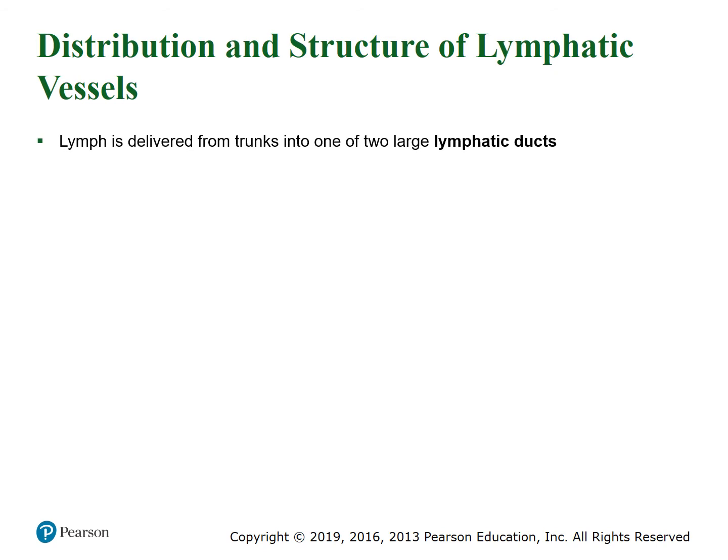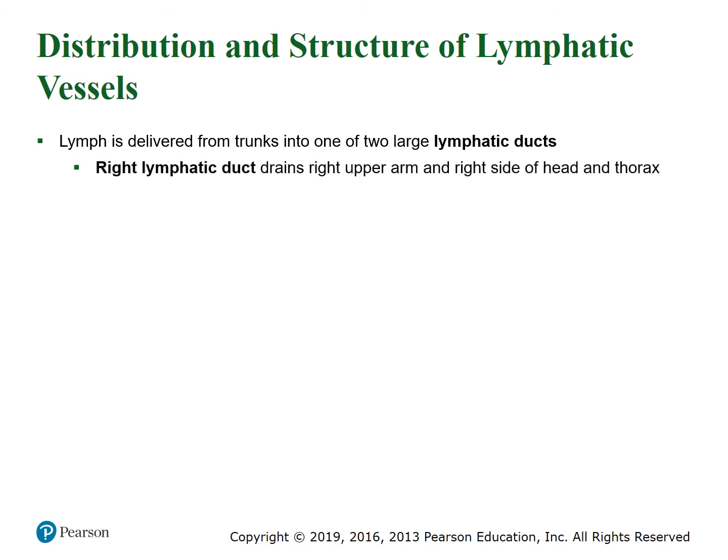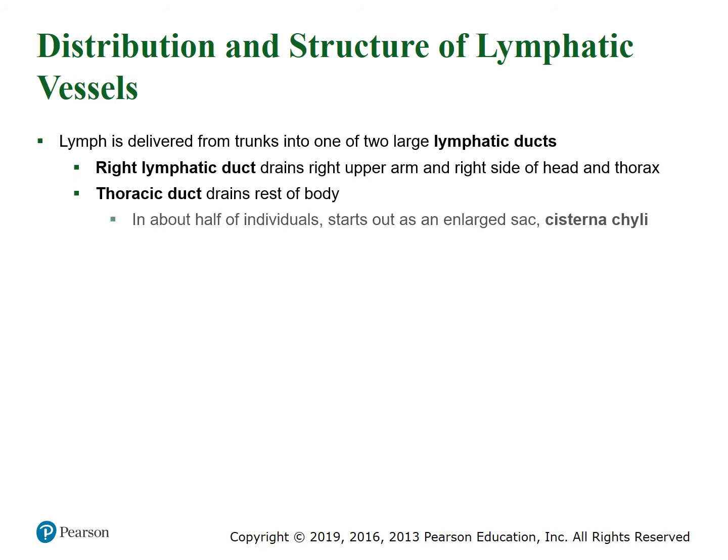So lymph is delivered from these trunks into one of two lymphatic ducts, and these are going to be the very largest structures of the lymphatic system. The right lymphatic duct receives lymph from the right upper arm and the right side of the head and the thorax. The thoracic duct will receive lymph from the rest of the body, so it's going to be larger than the right lymphatic duct. So in about half of individuals, the thoracic duct starts out as an enlarged sac that is called the cisterna chyli.